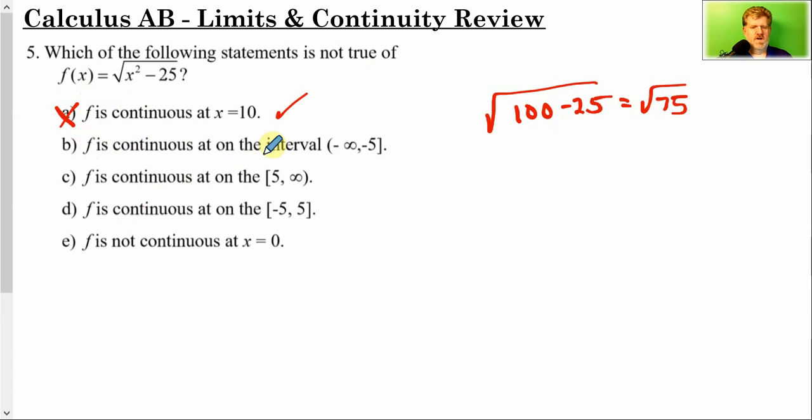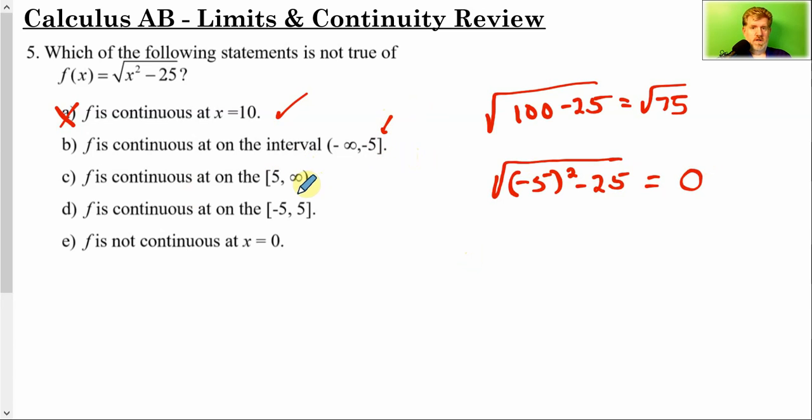F is continuous on the interval negative infinity to negative 5. All right, so anything less than negative 5. So what happens at negative 5? Negative 5 squared is 25. 25 minus 25 is 0. So it's okay for it to equal 0. All right, so that part's okay. It can equal 0. What about anything less than that?